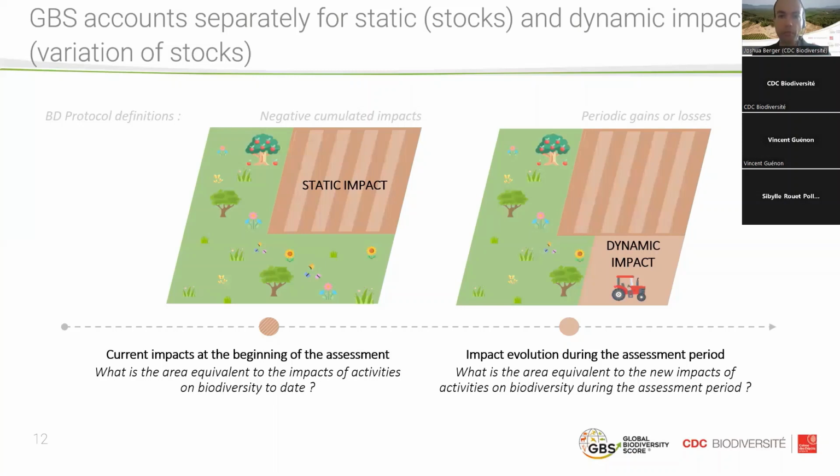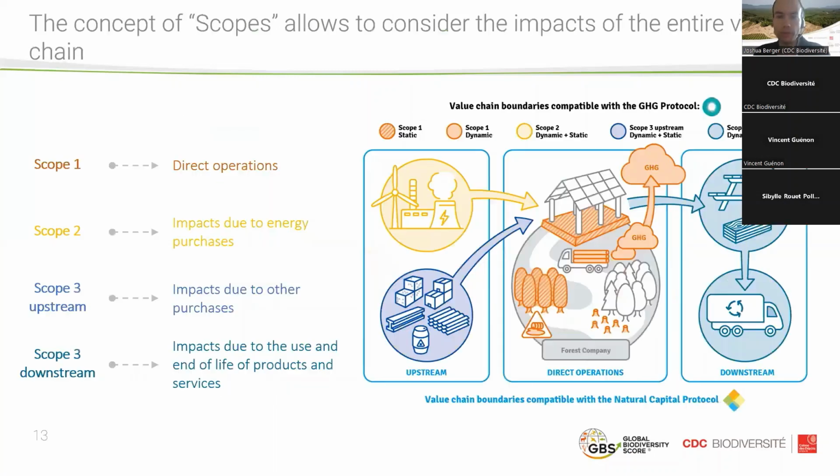On the next slide, so the concept of scopes. If you are familiar with the climate world, the GHG protocol, you are familiar with the scopes. So here on the chart, you see a logging company. Its scope 1 in orange is all the logging, the warehouses it uses, the trucks it uses, which are operated by the company. So that's scope 1, direct operations. Then we split impacts also by upstream impacts, which includes scope 2, so all the purchases related to energy, and upstream scope 3, so all the other purchases. And then we have the downstream impacts, so downstream scope 3, which is all the impacts due to use and end of life of products and services. So in the GBS, we distinguish scope 1, 2, and 3, upstream and downstream, which is also compatible with the natural capital protocol.